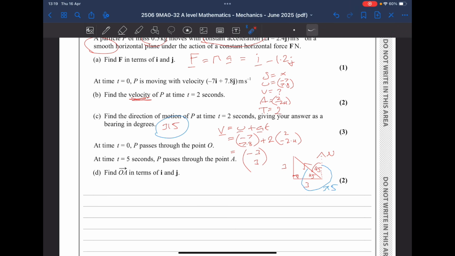Spot on. This all good? I think that's all good.